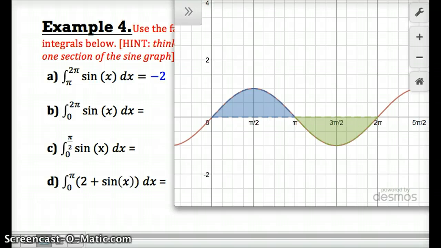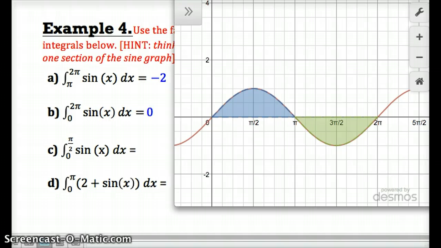In B, the integral that we're interested in goes all the way from 0 to 2 pi, which means the area of the blue and the green together. But we just established that the blue area is +2 and the green area is -2, so if we add those together to get the entire region, the total area is going to be considered 0. And again, that's because the positive area ends up canceling out the negative area. Okay, use this sketch or your own and evaluate C and D.